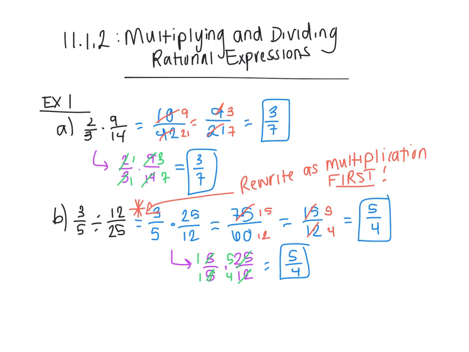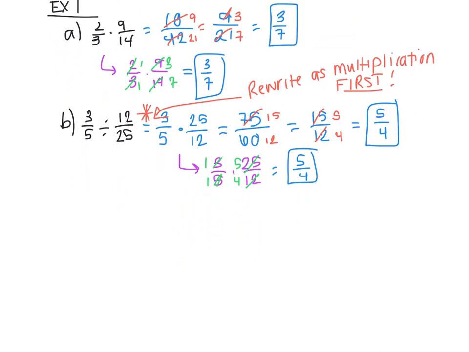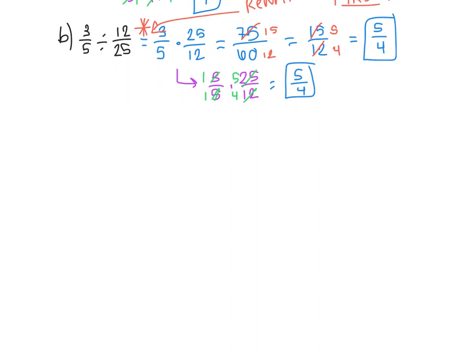Either one is fine. So now we're going to move ahead and do some of these multiplication and division problems with actual expressions involving a variable. So let's move into that in example 2. All right, so in our first example, we'll have 4x plus 3 divided by x minus 5 times x minus 5 divided by x plus 3.